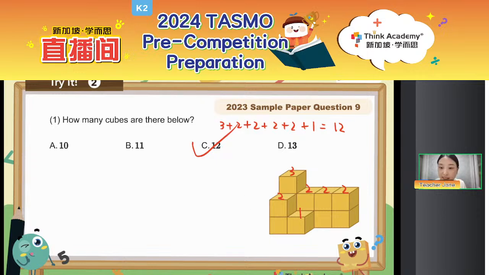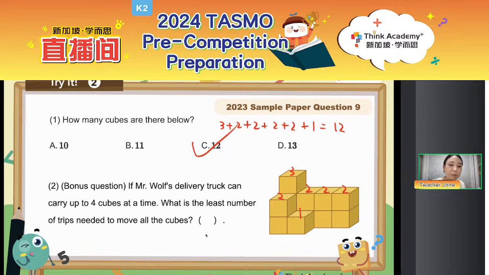Okay, this is from the sample paper. But Teacher Jane wants to give you a bonus question. Everyone, let's see. How about this question? If Mr. Wolf also wants to help us carry the cubes, his truck can carry up to 4 cubes at one time. Then what is the least number of trips he needs to move all the cubes? Each time we can move 4. Okay, so everyone, we can see 12 can be equally shared with what number? Oh, 4 cubes at one time.